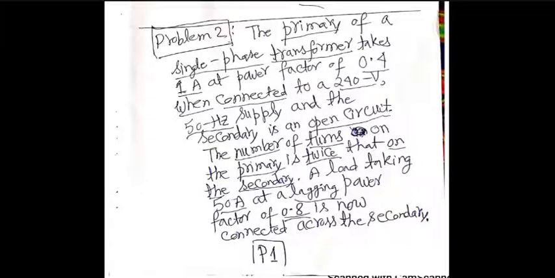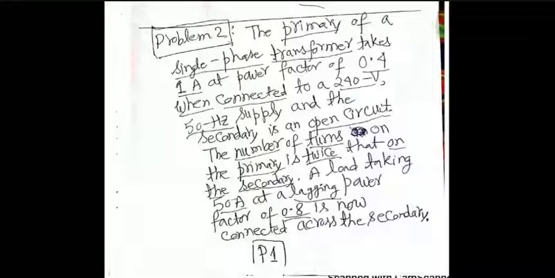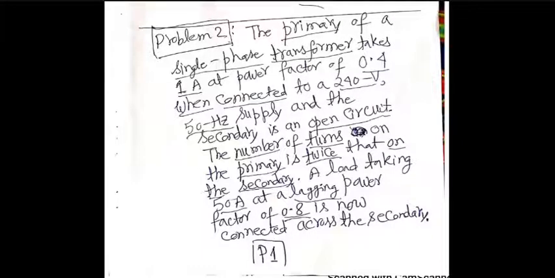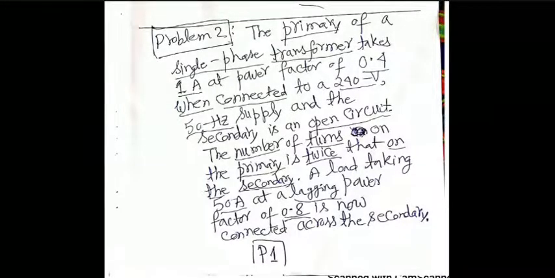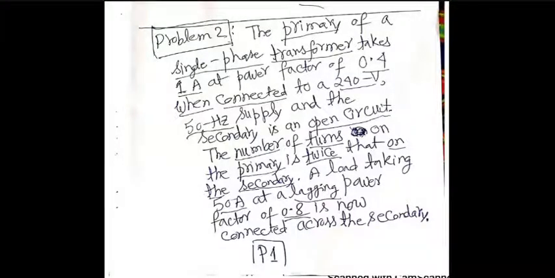So read it again. The primary of a single phase transformer takes 1 ampere at power factor of 0.4. Power factor of 0.4 means cos inverse of 0.4 is the phase angle between primary current and primary voltage. That is what it means. And they are not mentioning whether power factor is leading or lagging in the primary. So we don't know the sign of that phase angle. I guess we don't need to.